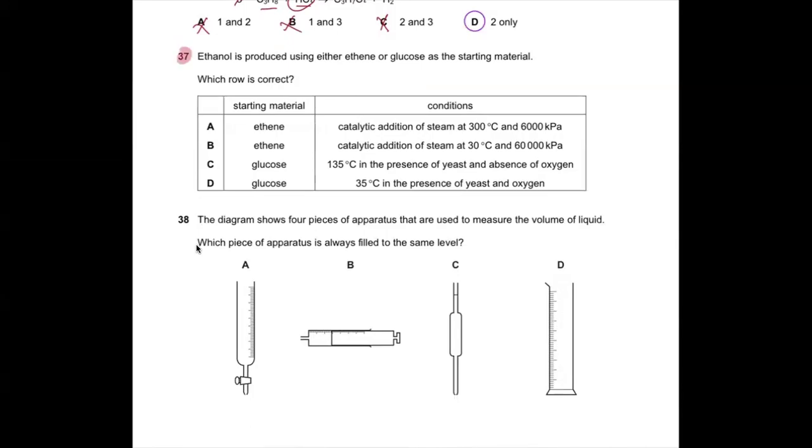MCQ number 37. Ethanol is produced using either ethene or glucose as the starting material. Which row is correct? Okay, let's see. Ethene, catalytic addition of steam, 300 and 6,000 kilopascal. Yes, it seems correct. But ethene, catalytic addition of steam at 30 degrees Celsius, so B goes wrong. Glucose, no, 135 degrees Celsius, so C goes wrong. Glucose at 35 degrees Celsius in the presence of yeast and oxygen. Yeah, in the presence of yeast, but not in the presence of oxygen, so D goes wrong. So yes, our A option is correct.